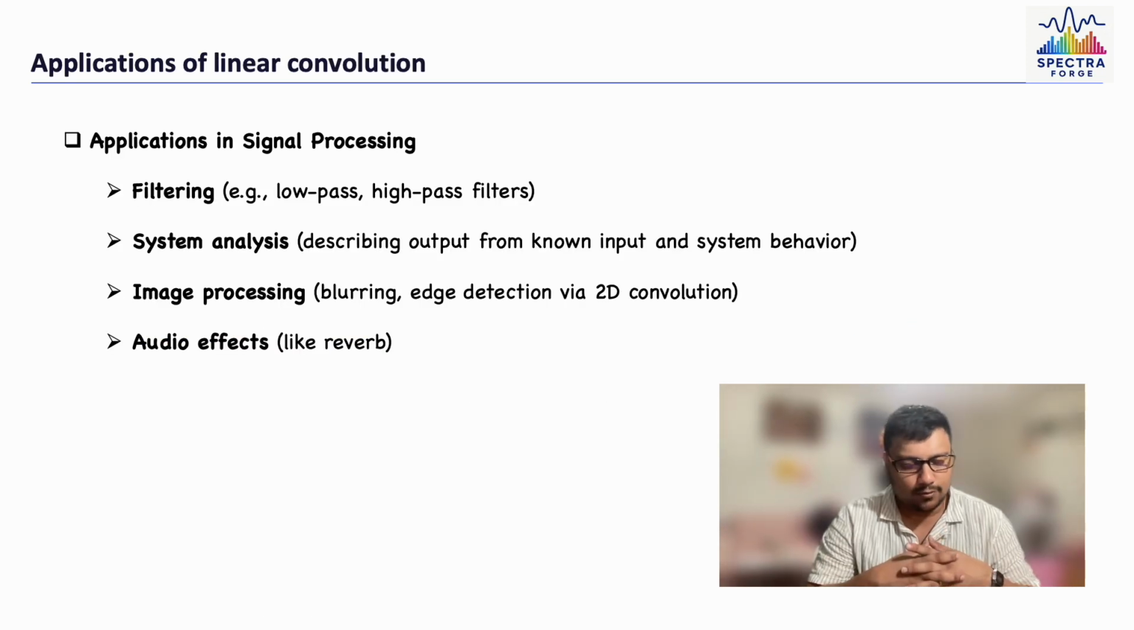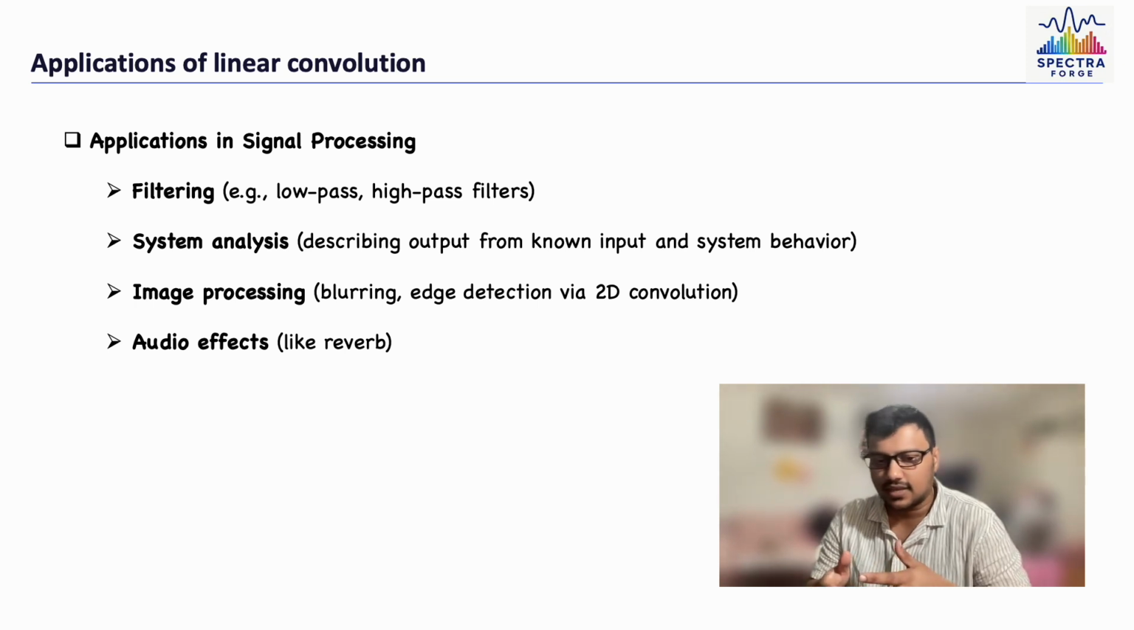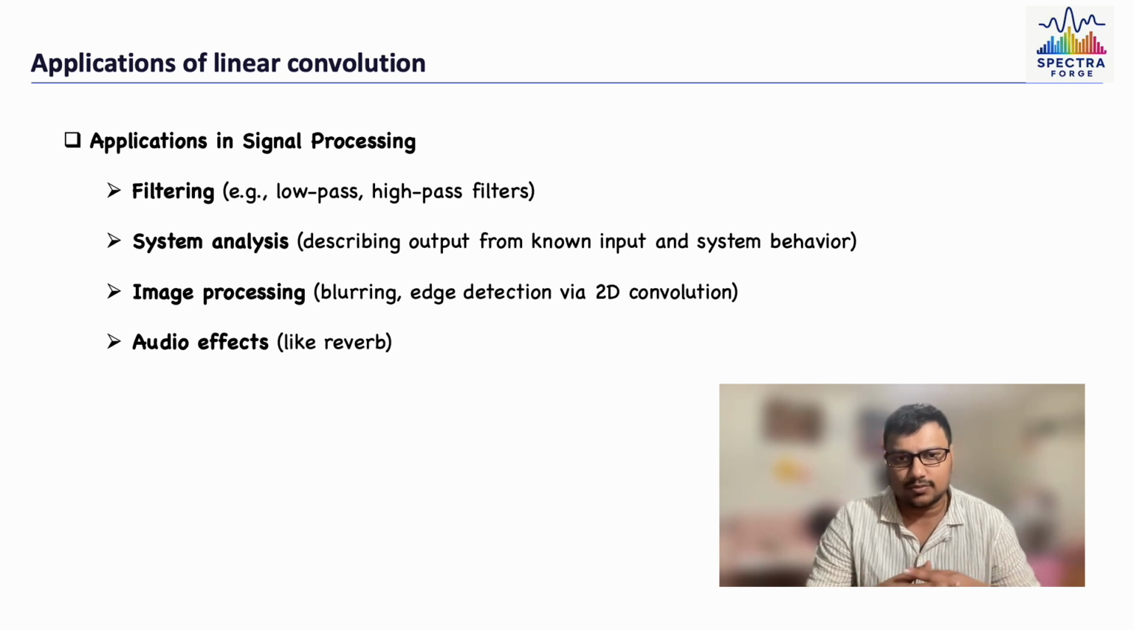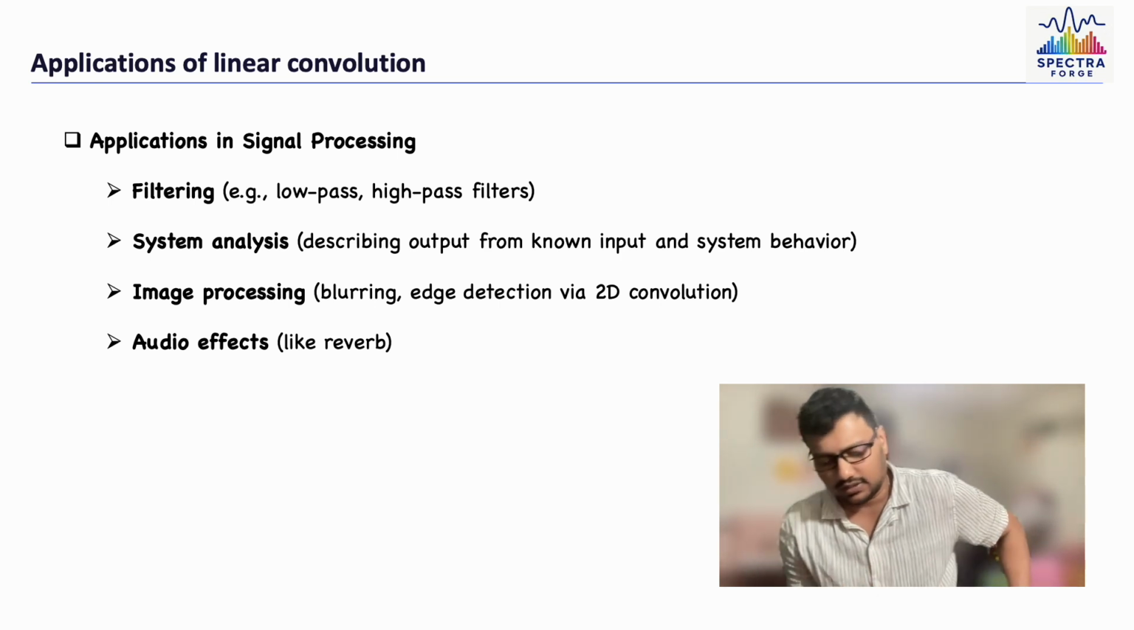It may not be obvious what the point of having linear convolution is. It begs the question of what the real significance of this is. However, it should be understood that linear convolution has many applications, especially in signal processing. For example, in filtering or system analysis, image processing, or audio processing.